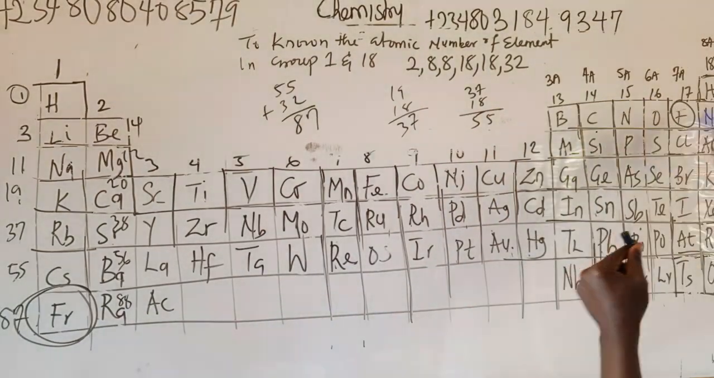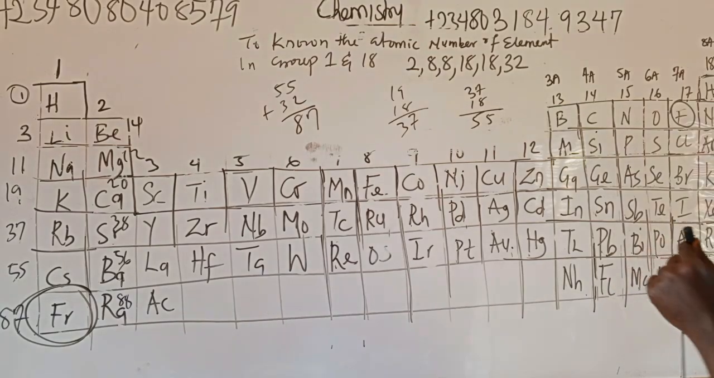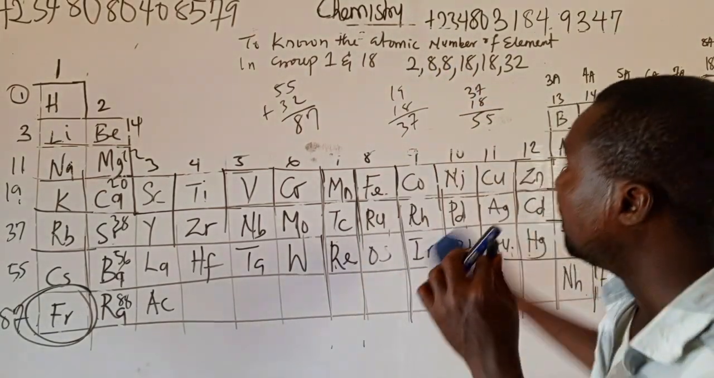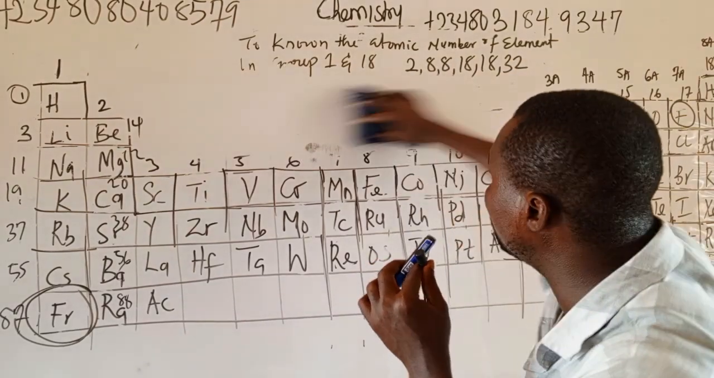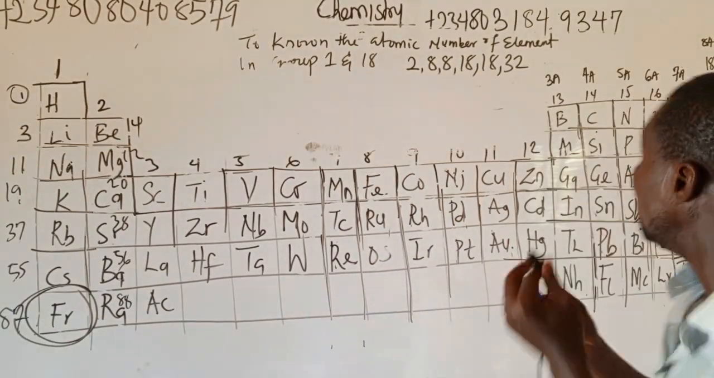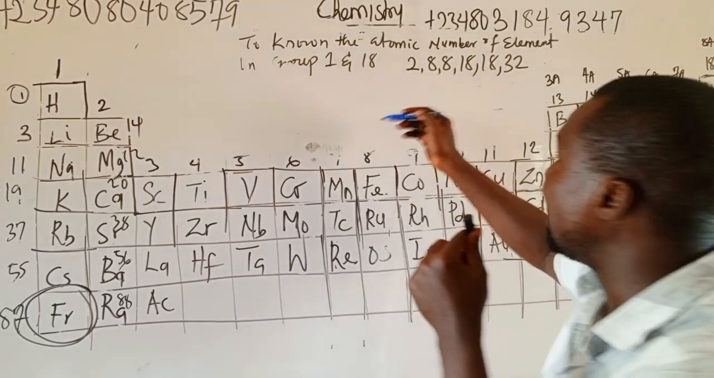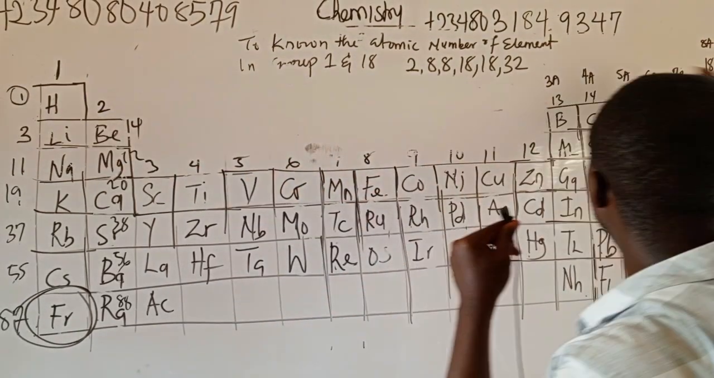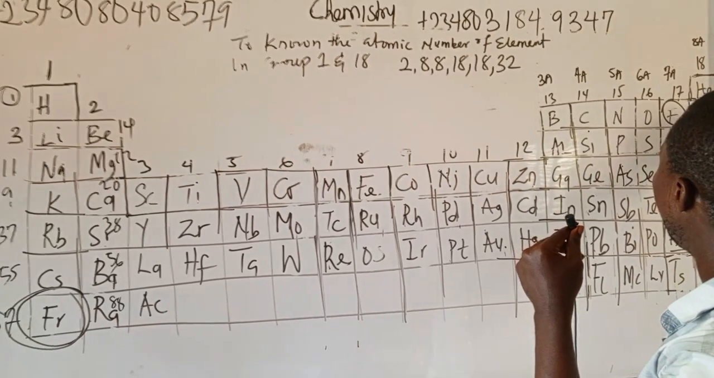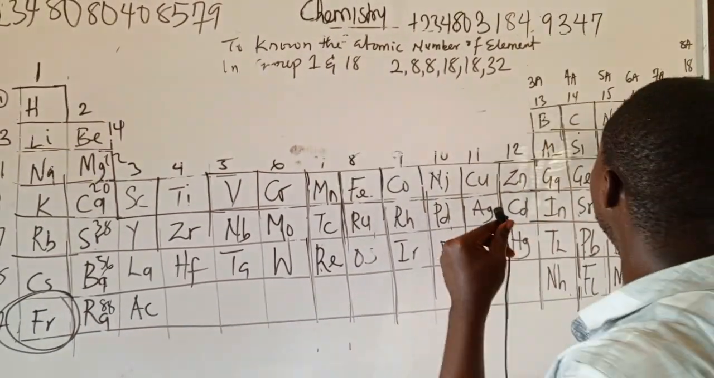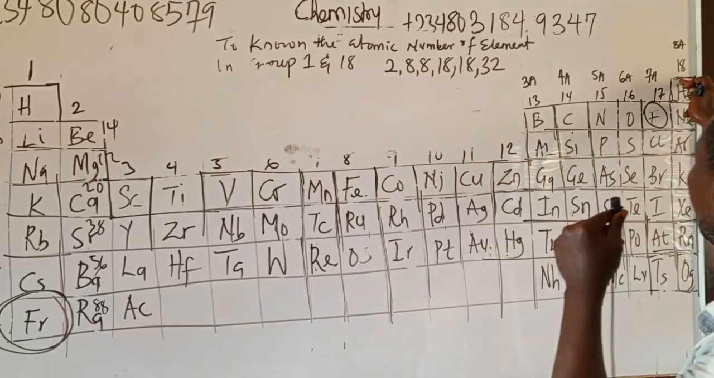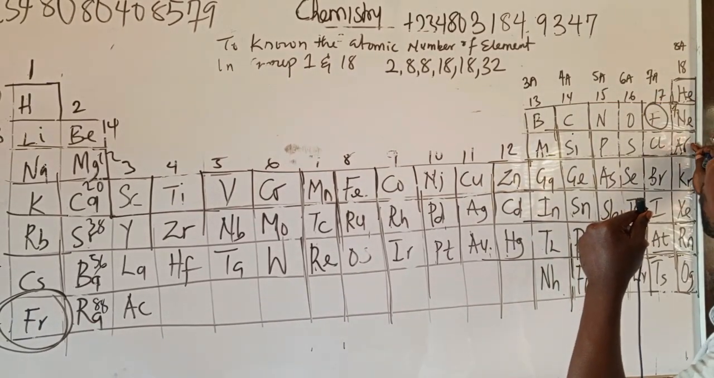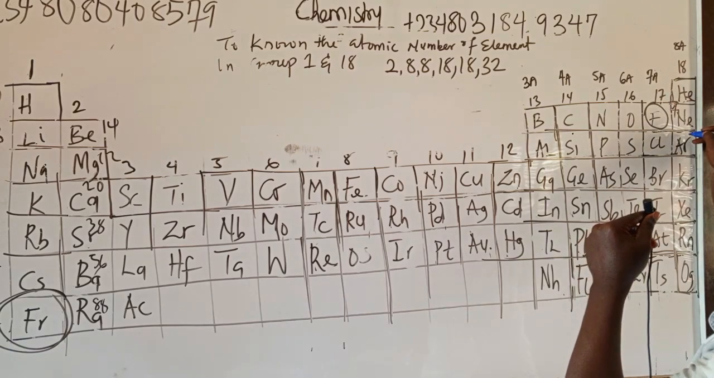Then how can I get atomic number of group 18 elements? The same special number. Take note. Helium atomic number is 2. To get atomic number for neon, just add 2... no, add 8 to helium, and atomic number of neon will be 10. To get atomic number of argon, add 8 to this. This one will give you what?